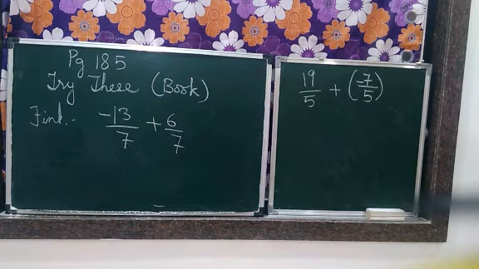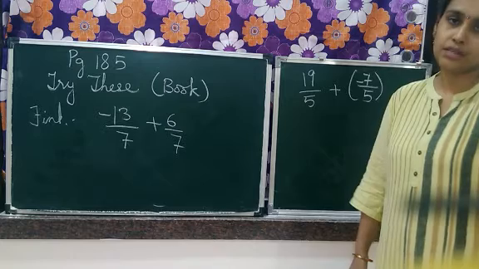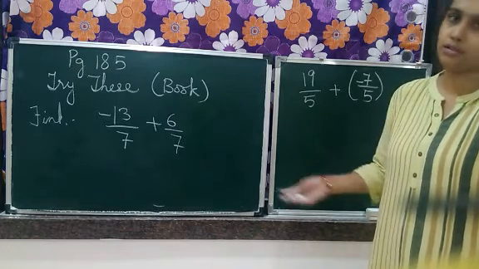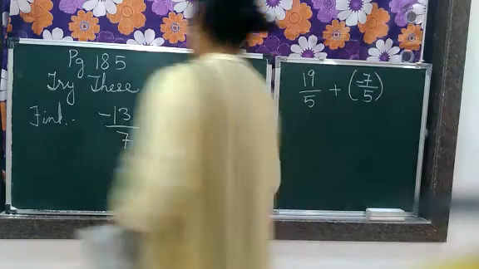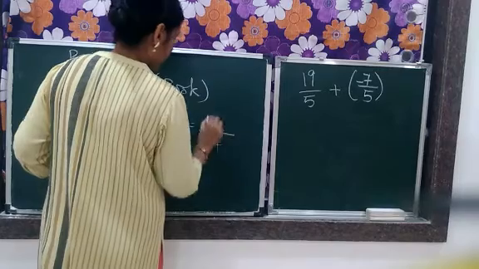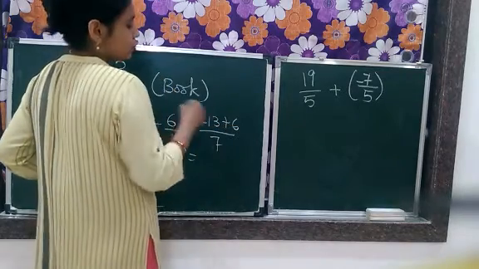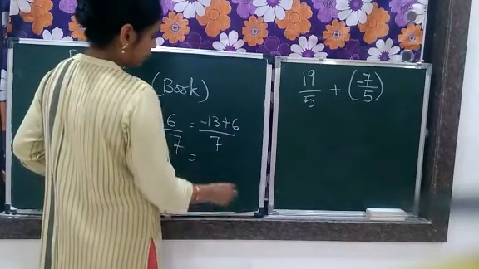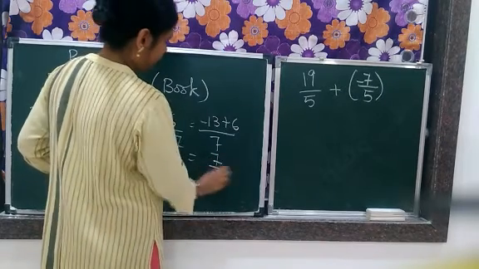Do both the sums now in the book itself. As you can see here, the denominators are same, so we don't have to make the denominators same. Directly taking the denominators common, we are going to add the numerators. So this will give us minus 13 plus 6. Plus minus is minus, so you are going to subtract 13 and 6. So 13 minus 6 will give you 7.